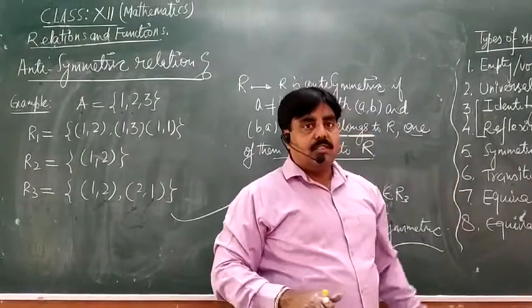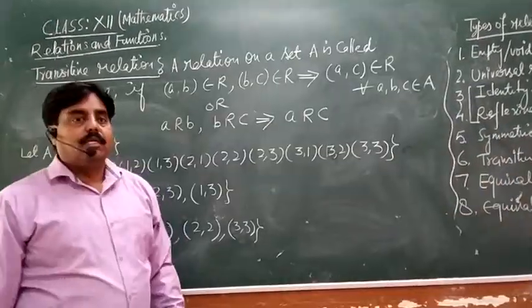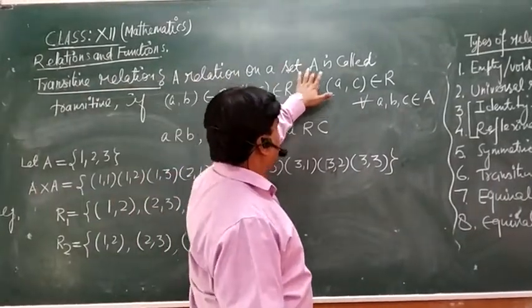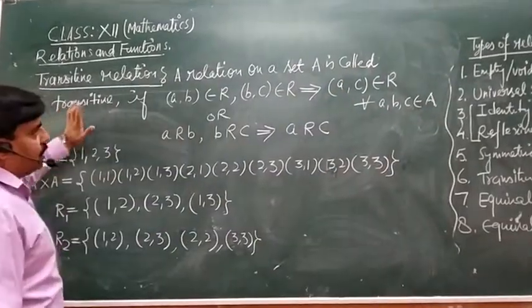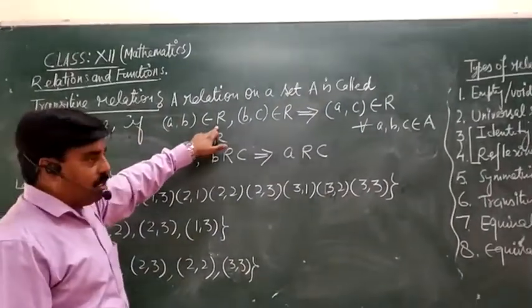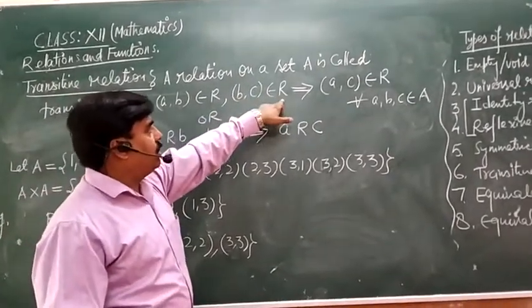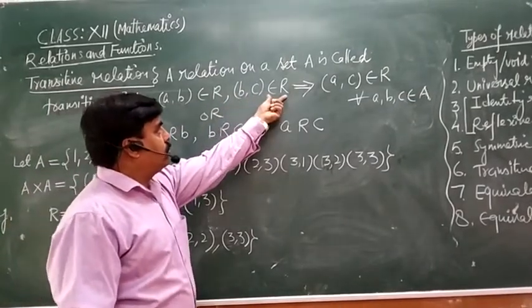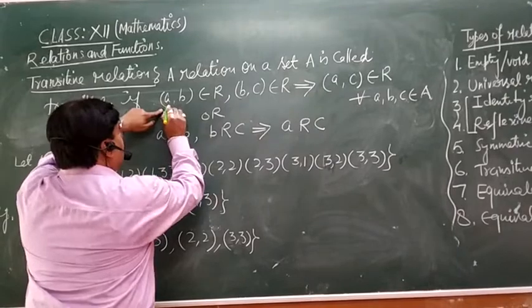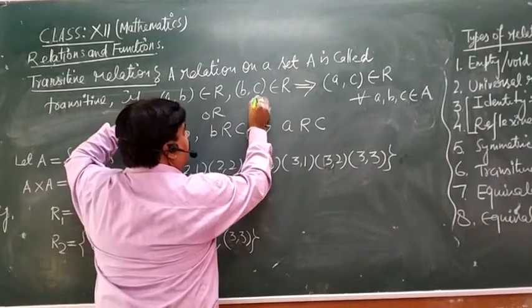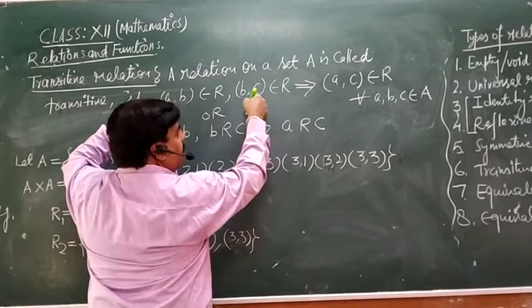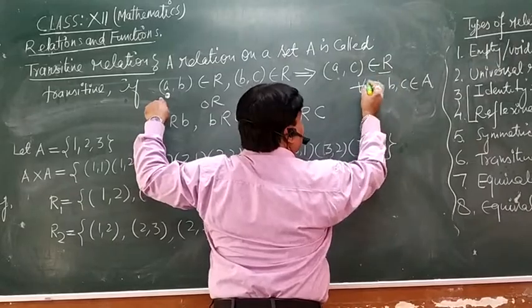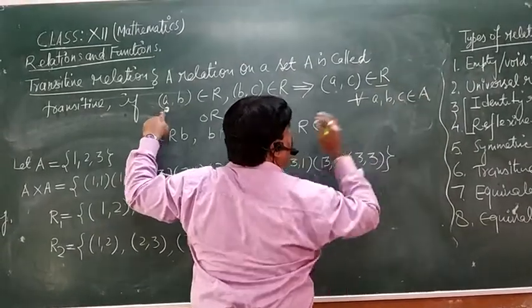Now next we will discuss the transitive relation. A relation on a set A is called a transitive relation if (A, B) belongs to R and (B, C) belongs to R, where R is a relation. (A, B) is an ordered pair which belongs to R, and (B, C) also belongs to R. Then (A, C), the first component of the first ordered pair and the second component of the second ordered pair, must also belong to R, and this is true for all A, B, C belonging to the set A.